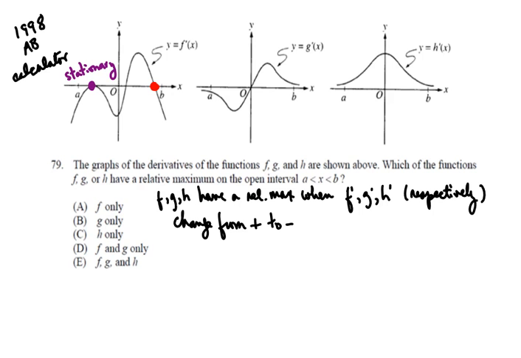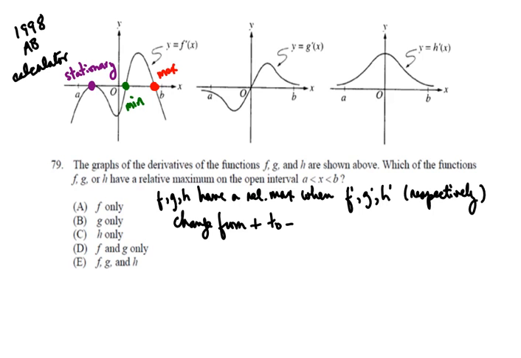The point near the origin is a point at which the derivative changes from negative to positive, and so that would be a minimum in the original graph. Only the point near b would be a relative maximum.